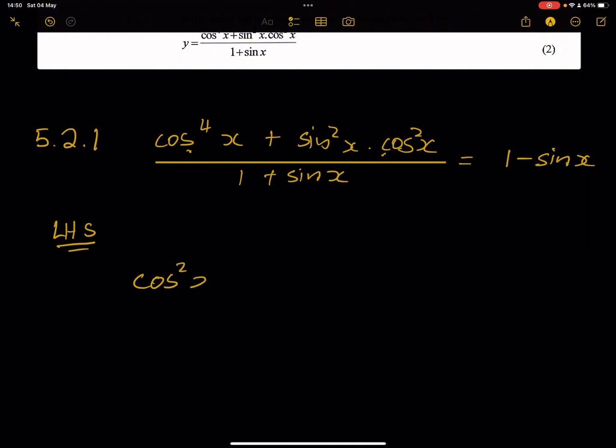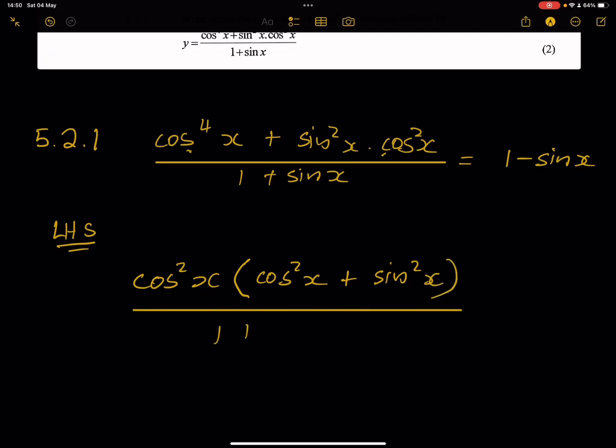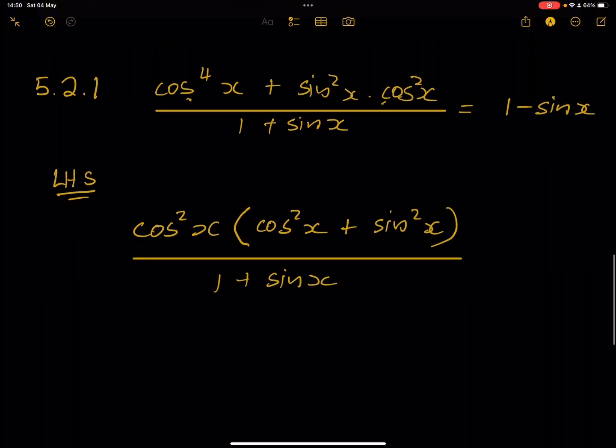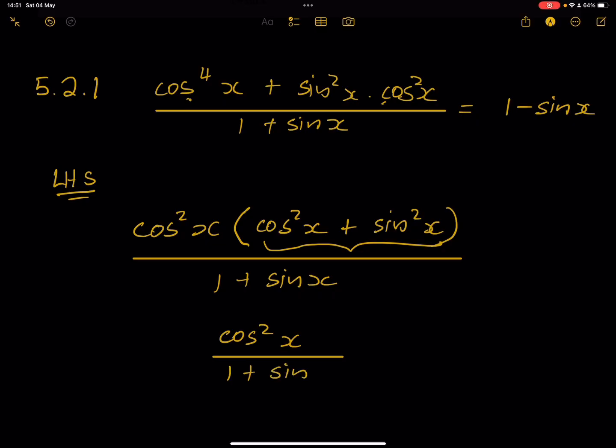And what's my common factor? That's cos squared of x. And so what would I be left with? Another cos squared of x here, plus sine squared of x, divided by 1 plus sine of x. Now you notice here, this gives us 1, so that's our square identities. Cos squared of any angle plus sine squared of any angle will give us 1. So now we are left with cos squared of x times 1, which will give us cos squared of x, divided by 1 plus the sine of x.